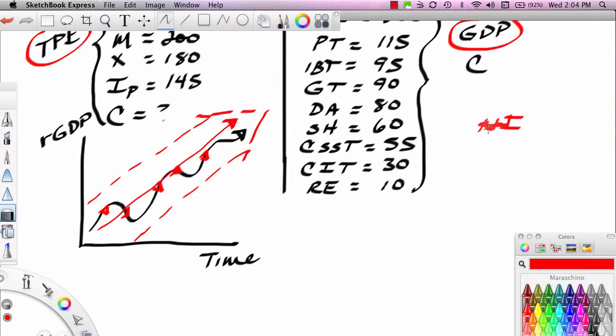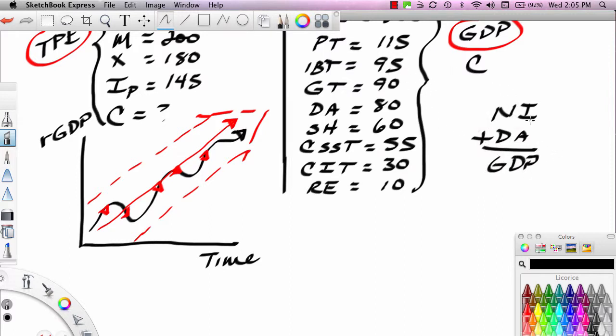Let me get rid of this. Let's try again. If I write in red, it's going to drive you crazy because it's too bold. So let me go back to black. If you take national income and you add back depreciation allowances, you get GDP. Very simple calculation.